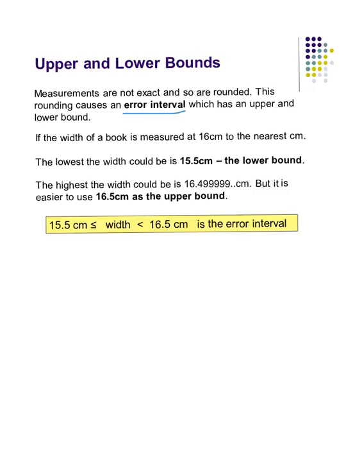If the width of a book is measured at 16 centimetres to the nearest centimetre, then from what we've already learned, rounded to the nearest whole number is 16. Then if we go half a unit below, the lower bound for the width would be 15.5 centimetres, and the upper bound would be 16.499, but we say 16.5 as the upper bound, and we would write it as an interval here. So the width is greater or equal to 15.5, but remember is less than 16.5.